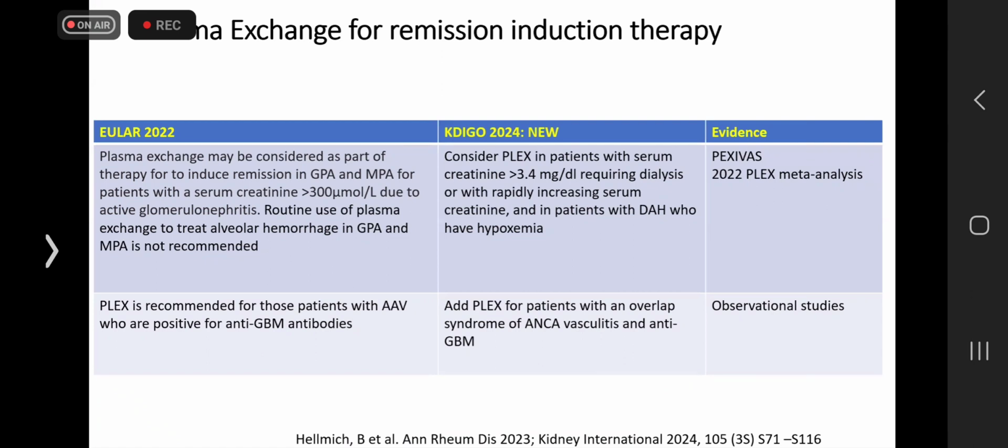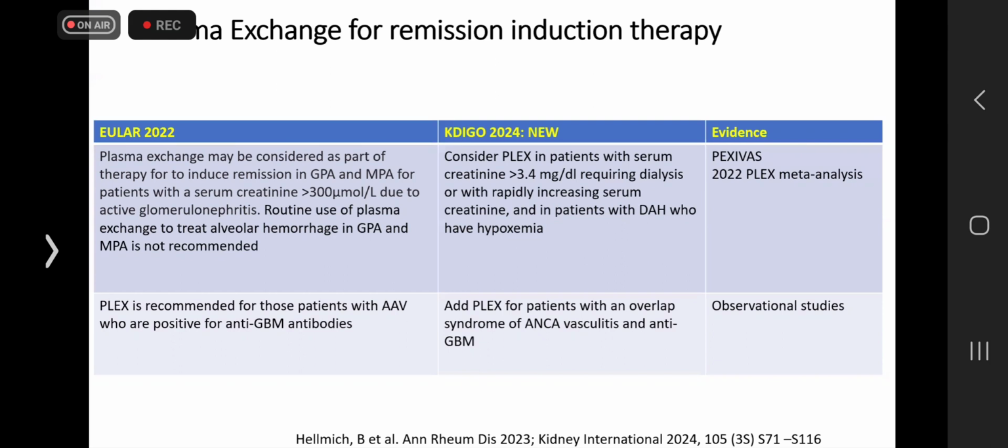Moving on to the controversial topic of plasma exchange for remission induction therapy. This has been the major update in KDIGO, one of the major updates in KDIGO 2024. So the EULAR 2022 says plasma exchanges may be considered as part of treatment to induce remission in GPA and MPA for patients with serum creatinine greater than 300 micromoles per liter due to active glomerulonephritis.